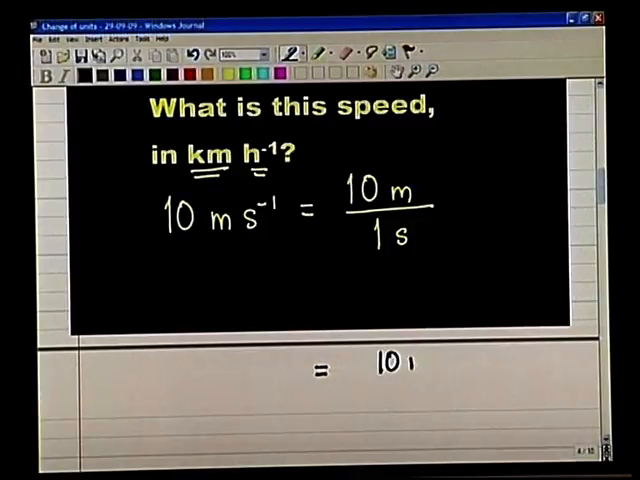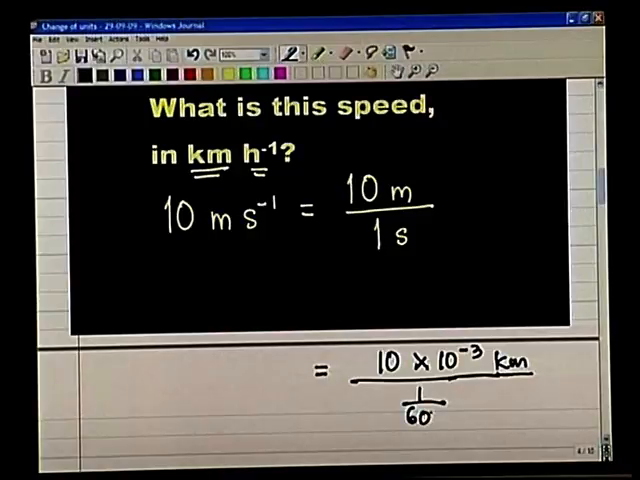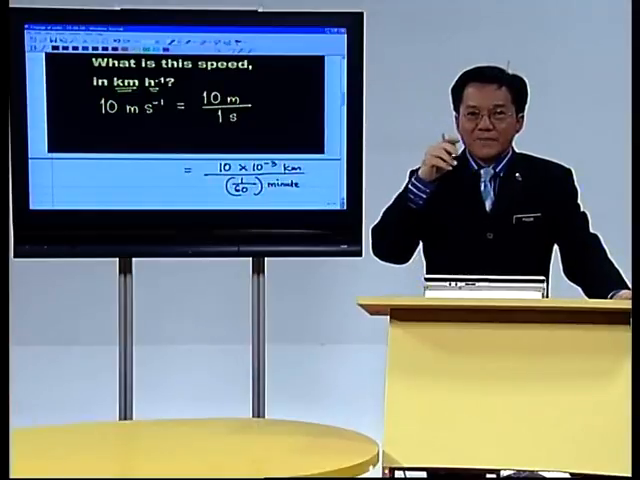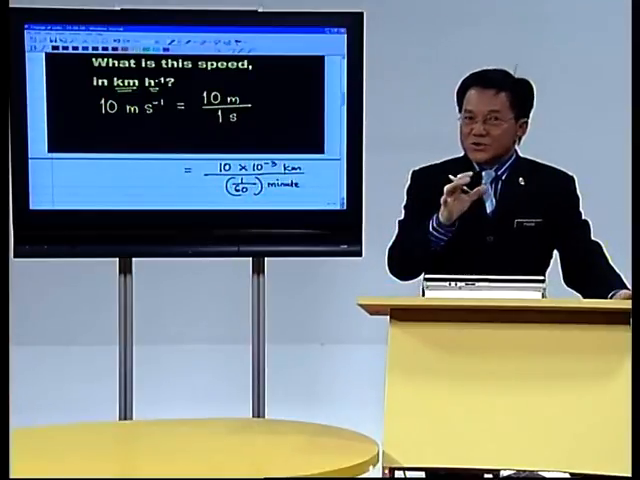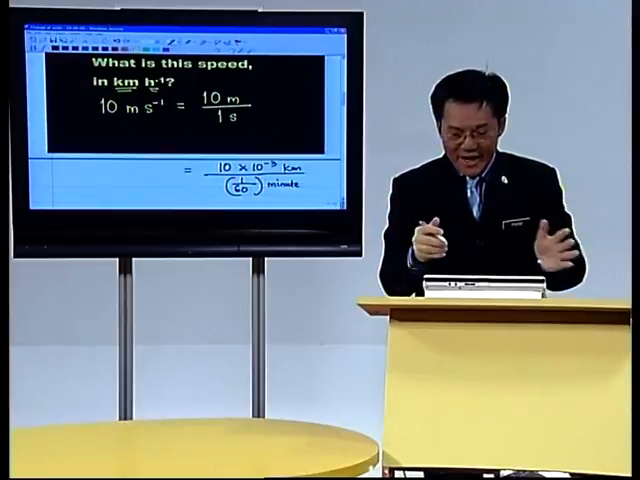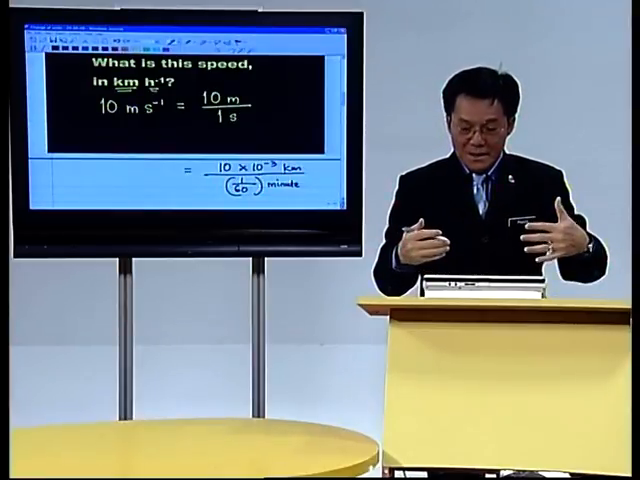So, I have 10 meters. I divide by 1 second. Just now I multiplied by 10 to the power of minus 3 kilometers. And the 1 second, I have got to change it to minute first. And 1 second is 1 divided by 60. And this unit is in minute. Alright. I write that in full. Now I'm going to do it step by step because if I do not do it step by step, some students will have problems. Alright, so I have now kilometers per minute.